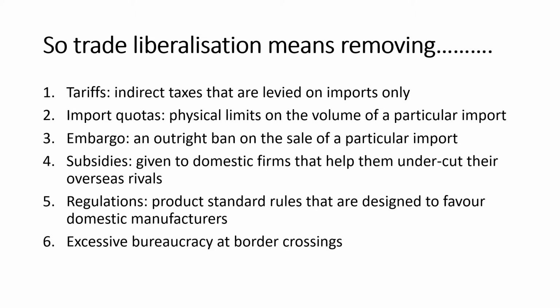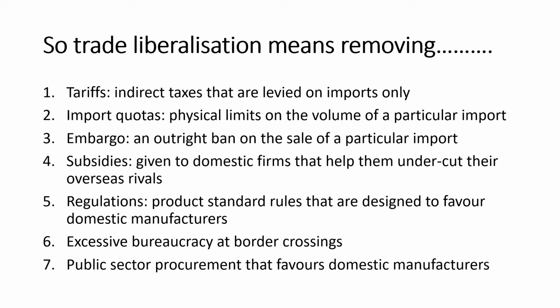Excess bureaucracy at border crossings can act as protectionism because it imposes costs on firms that are trying to sell their products into your market. So liberalising trade would involve simplifying those border crossing procedures so that there's less paperwork and less time delays. And finally, we could get rid of public sector procurement policies that favour domestic manufacturers.